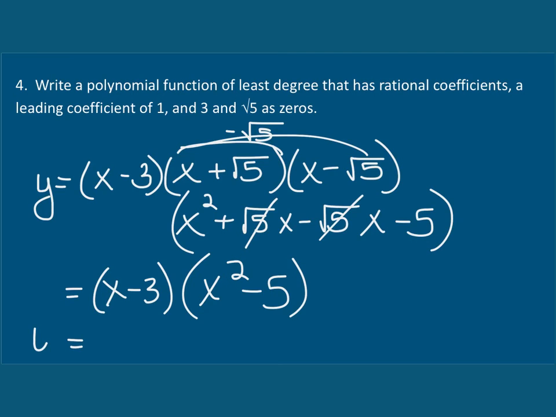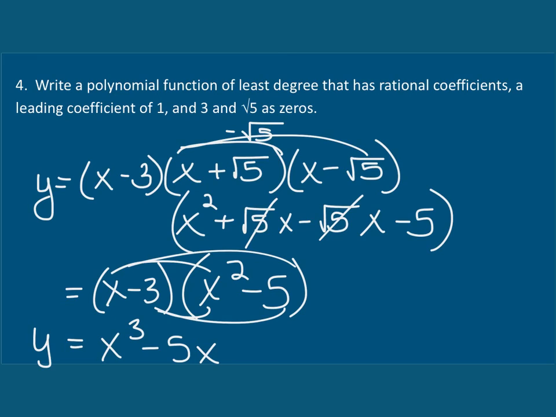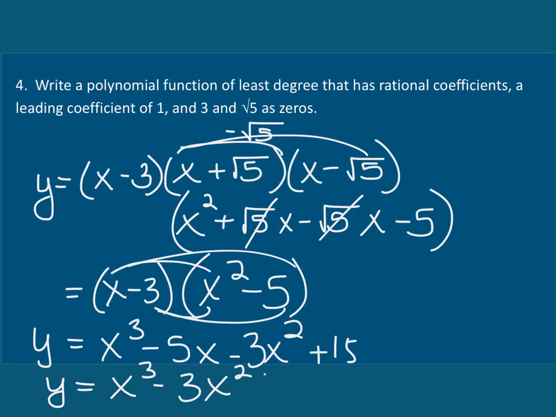And that means I have 4 multiplications to make yet. So I'm going to begin by distributing this first x, which would be x to the third minus 5x. And then I'll distribute this minus 3, which would be minus 3x squared plus 15. And I am just going to restructure this so that it's truly in standard form and just verify that I have met the conditions. Okay, so my leading coefficient is 1. So this is just one possible function that has these 3 zeros.